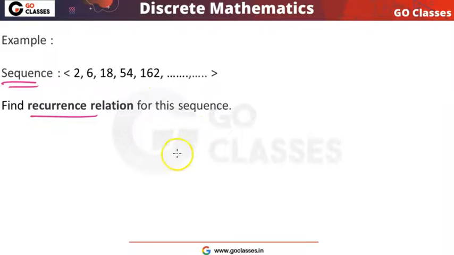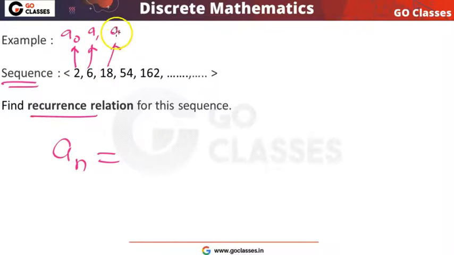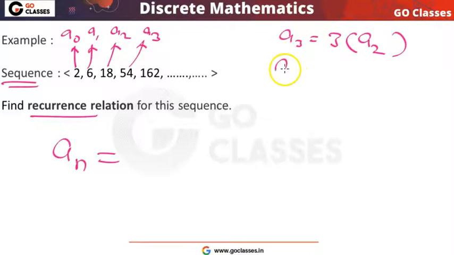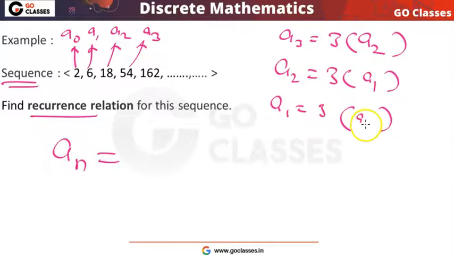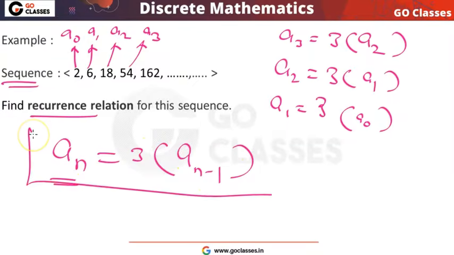You can easily notice that every term is basically 3 multiplied by the previous term. For example, here this is your a0, this is your a1, this is your a2, this is your a3. You can notice a3 is 3 multiplied by a2, a2 is 3 multiplied by a1, and a1 is 3 multiplied by a0. So every term is basically 3 multiplied by the previous term. So this is the recurrence relation.